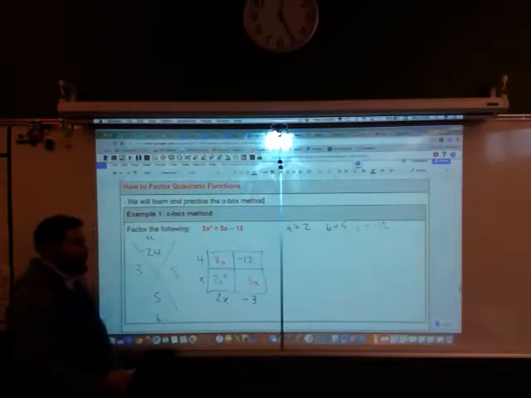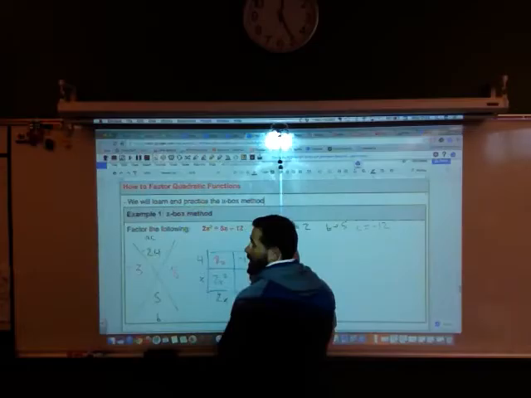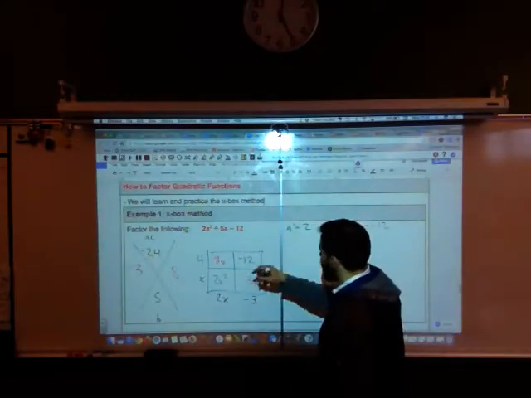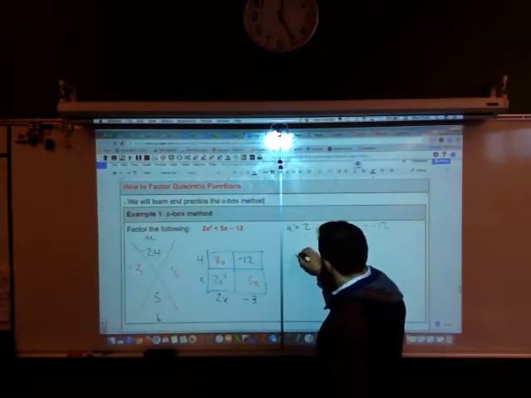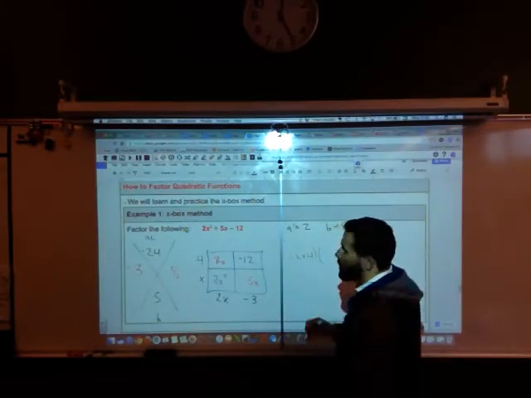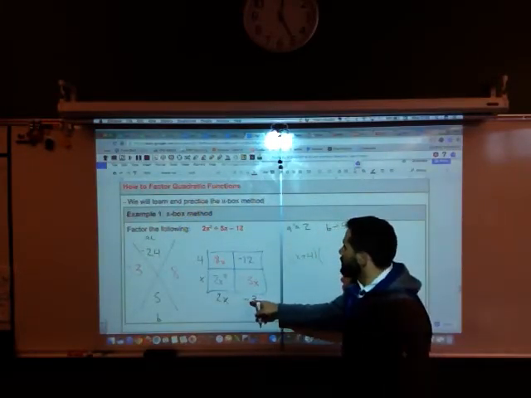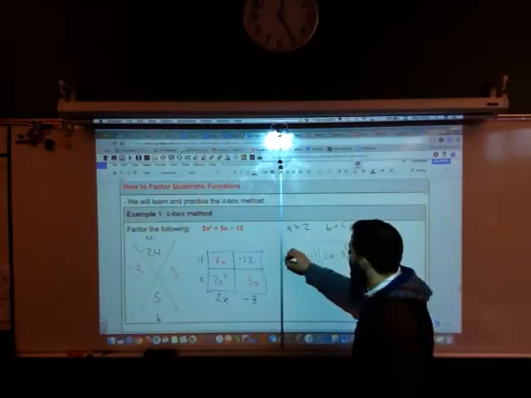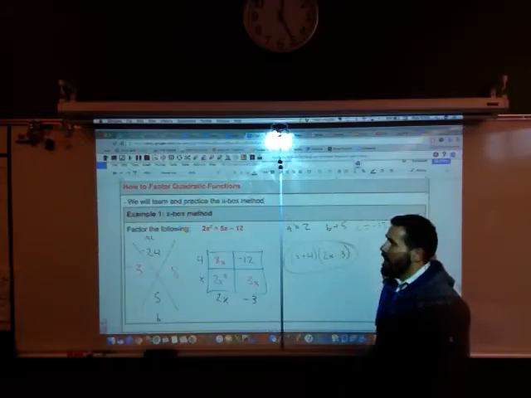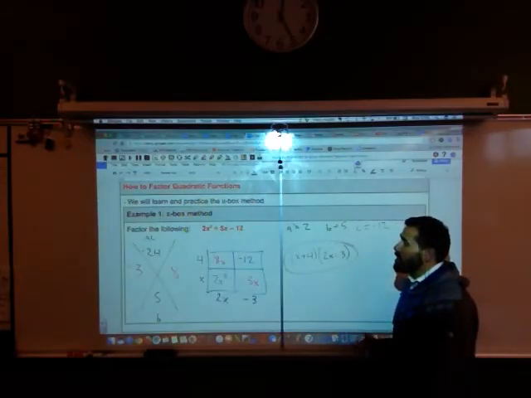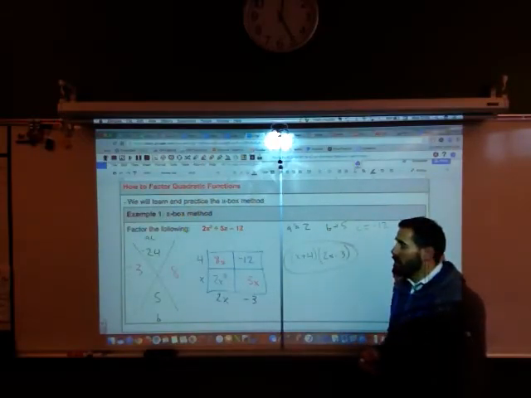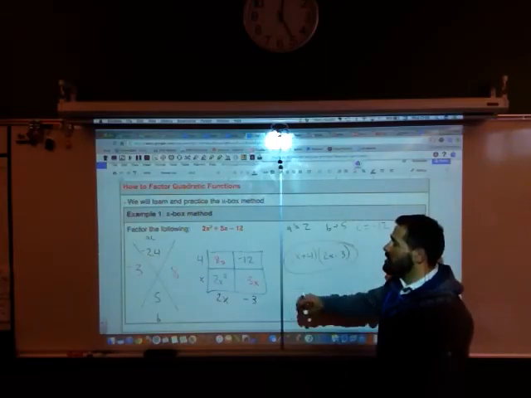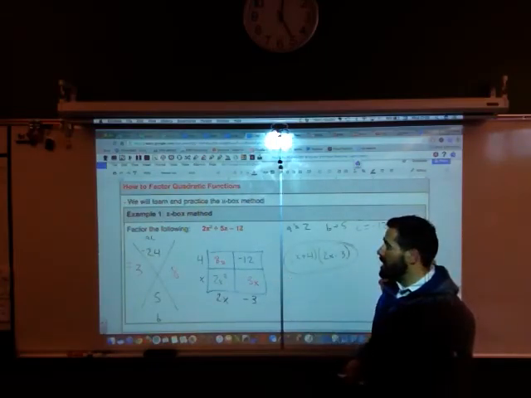Yes. So that's actually going to help me factor it now, because I can now write x plus 4 multiplied by 2x minus 3. That is factoring the quadratics. That's how we are going to teach you guys, the Xbox method. There'll be some other shortcuts, but generally this is your go-to, the Xbox method.